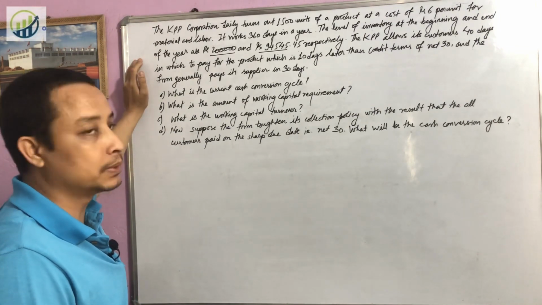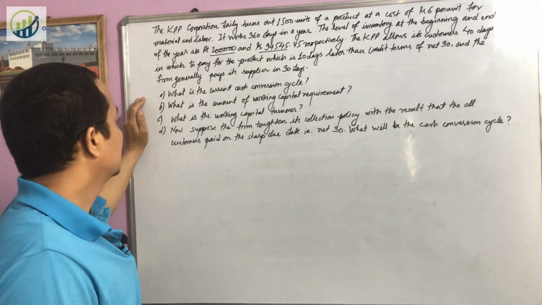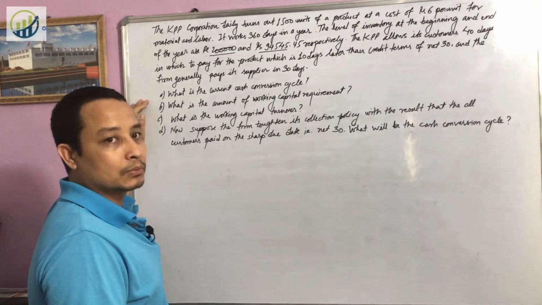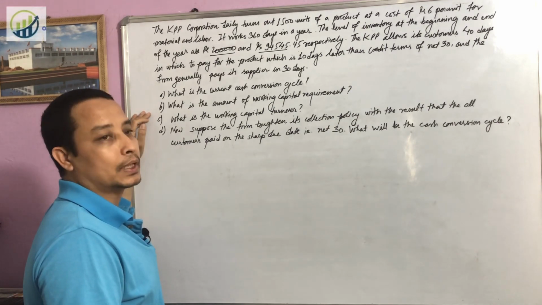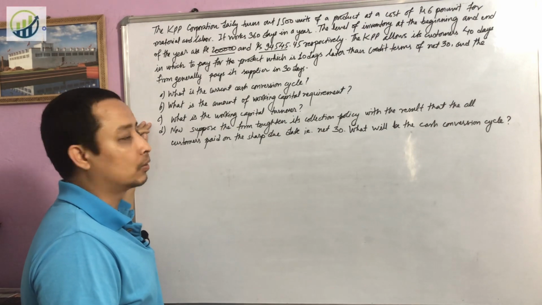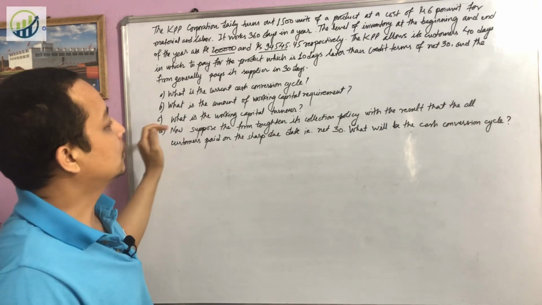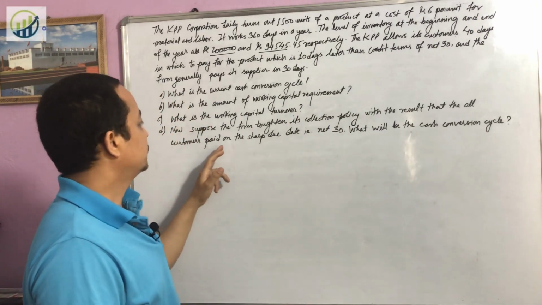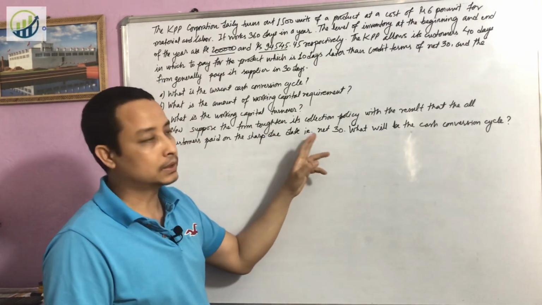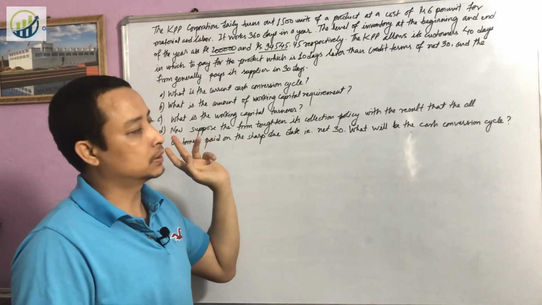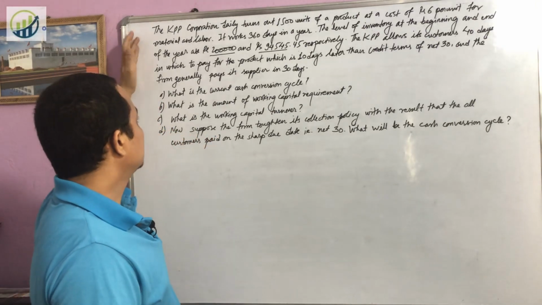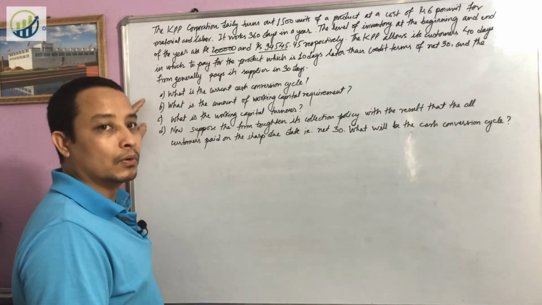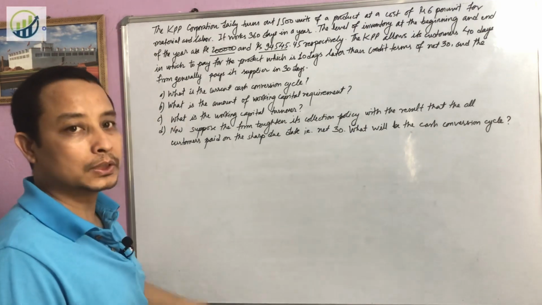So from these informations you have to find what is the current cash conversion cycle, what is the amount of working capital requirement, what is the working capital turnover. Now suppose the firm toughen its collection policy with the result that all customers paid on the sharp due date, that is net 30. What will be the cash conversion cycle? So here by using these informations you have to find these 4 items. So now let's solve this problem.